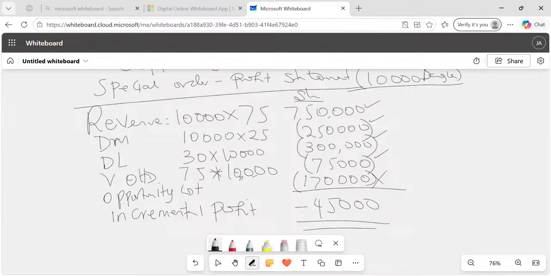Profit, normal profit statements. This special order has 10,000 bangles. Can I get its revenue? Yes. Can I get its materials? Yes. Can I get its labor? Yes. Can I get overheads? No. Can I get opportunity cost? No. And if no, so what? So long as I've gotten a few of them correct, I'm a very good student. I'm above average and I'm going to pass.